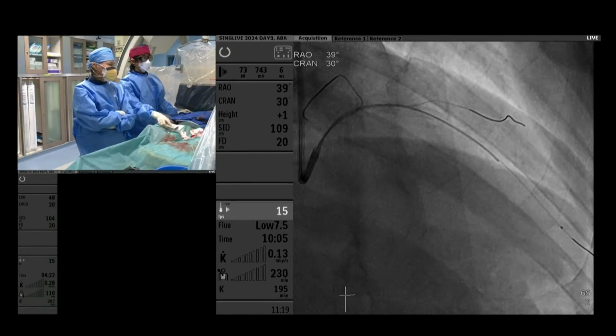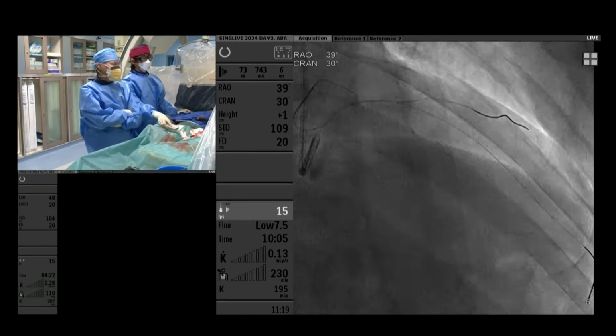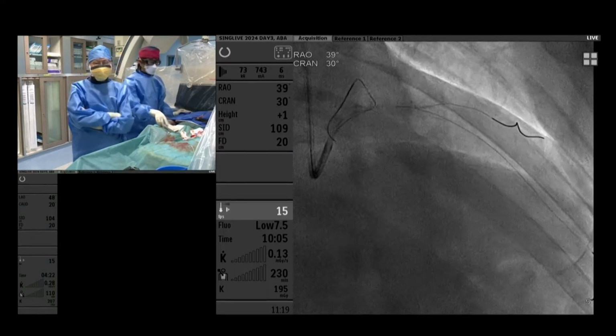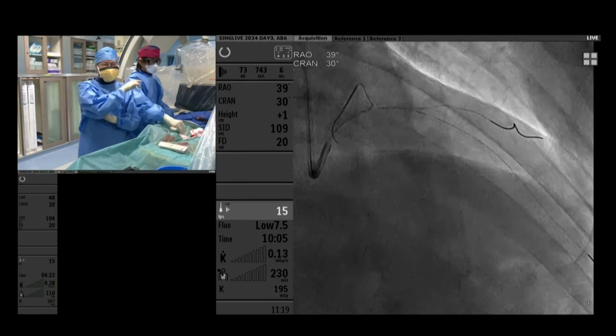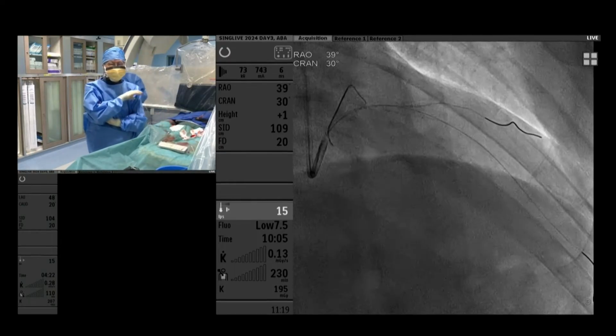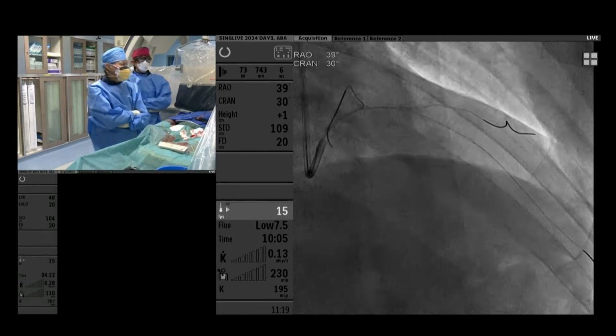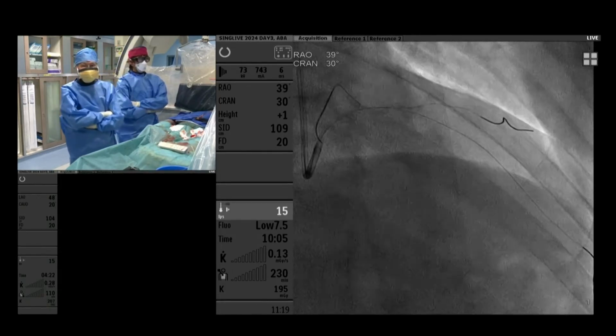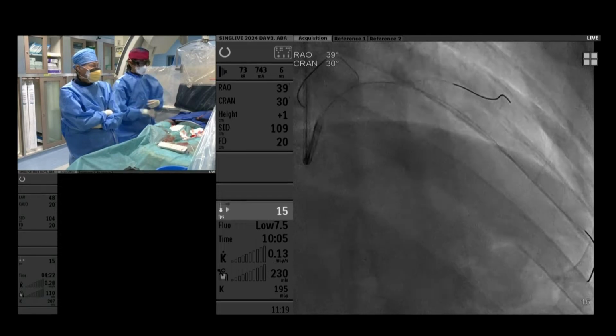in this mid-LAD portion. I think we are quite fortunate in this case that we have a stent already implanted, so you can use the stent as a marker as well. Yeah. Looking good so far. Yeah. Please carry on, and then we can discuss further.